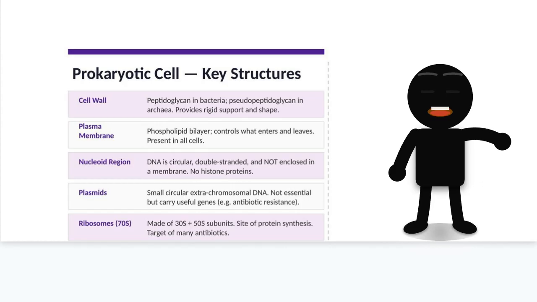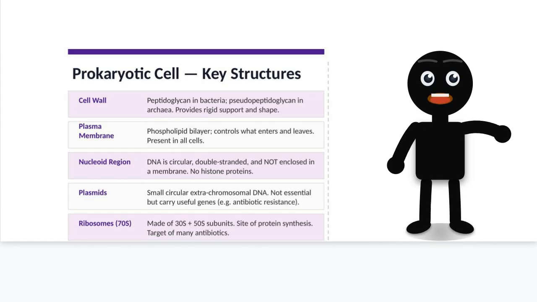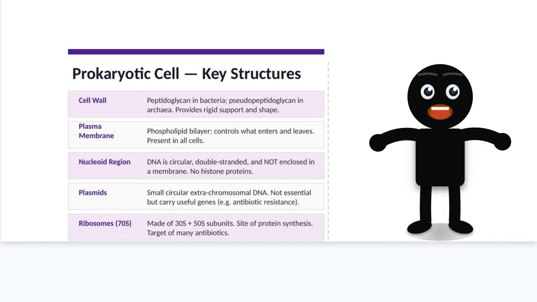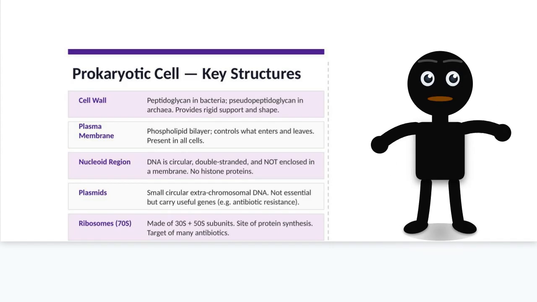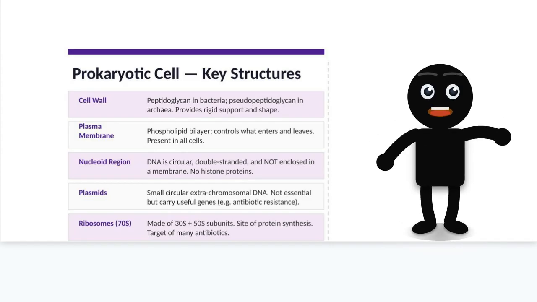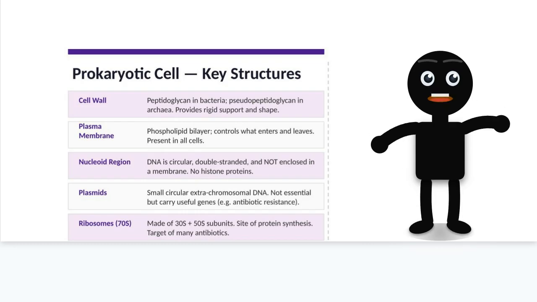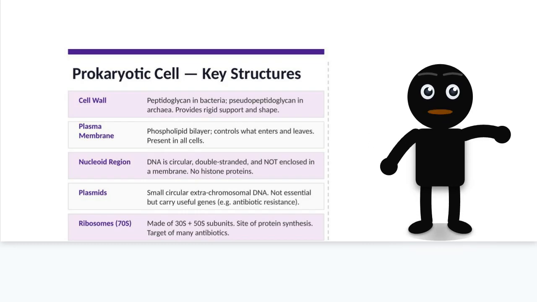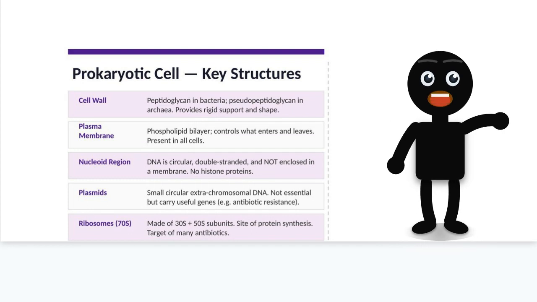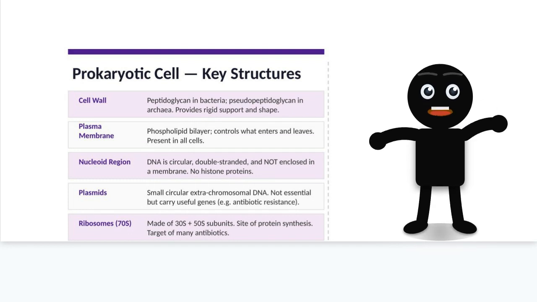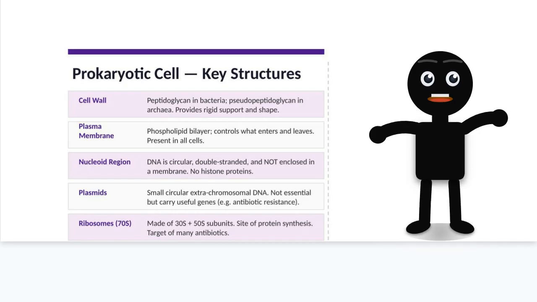Let us go through the key structures of a prokaryotic cell one by one. The cell wall in bacteria is made of peptidoglycan, a mesh-like polymer that gives the cell its rigid shape and protects it from bursting due to osmotic pressure. This is actually the target of penicillin, which kills bacteria by disrupting peptidoglycan synthesis. The plasma membrane is a phospholipid bilayer present in all cells. In prokaryotes, it is the outermost functional barrier since there is no nuclear membrane or organelle membranes.